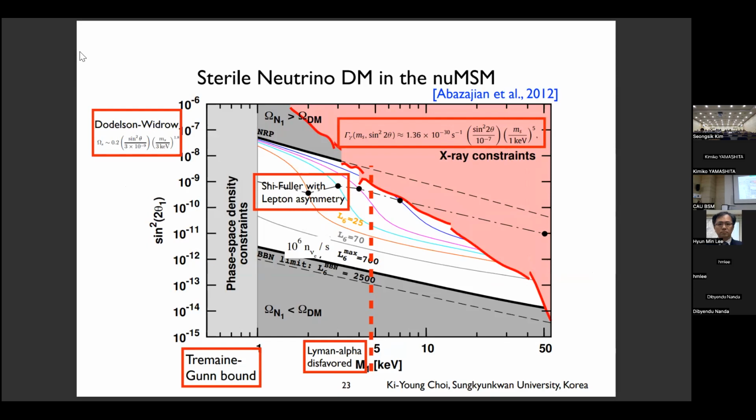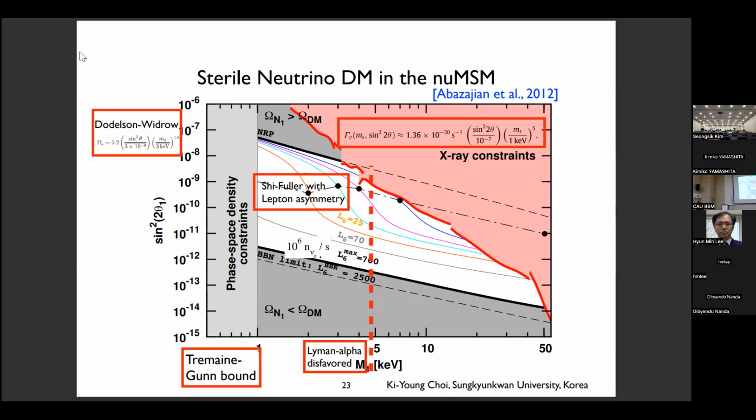So here, this red region is constrained by X-rays, because sterile neutrino decay produces photons, gamma rays and X-rays. So it's ruled out in the red region. And for small sterile neutrino masses, here we're assuming the sterile neutrino is 100% dark matter. Because the neutrino is a fermion, the mass should be larger than around a keV because of the phase space bound. And for this Dodelson-Widrow mechanism, this line, NRP, gives 100% of dark matter.